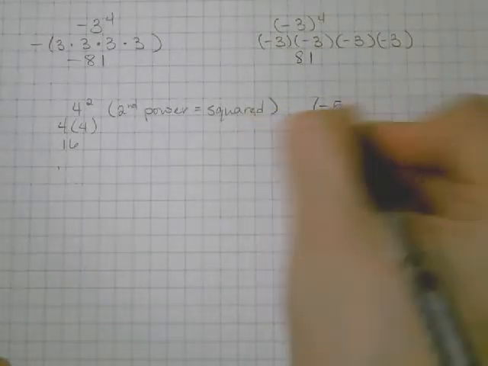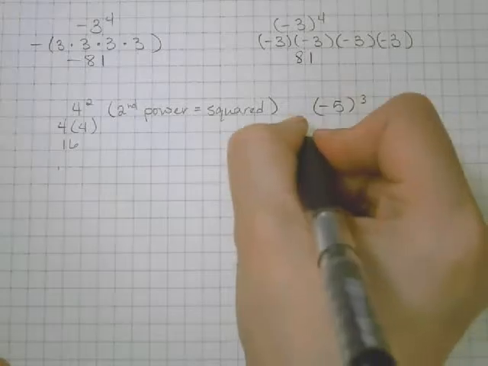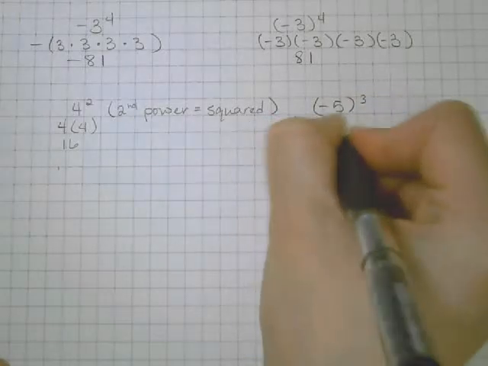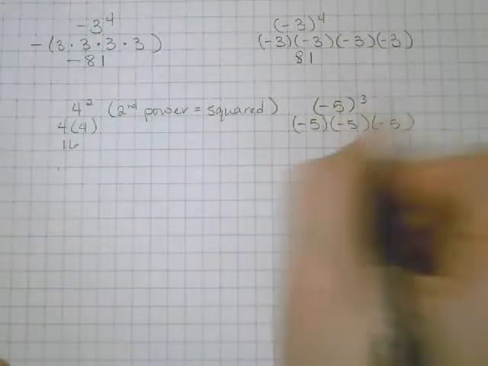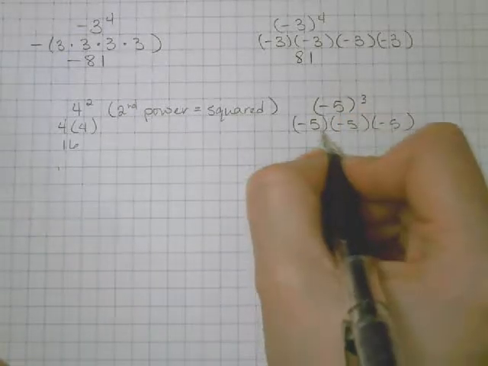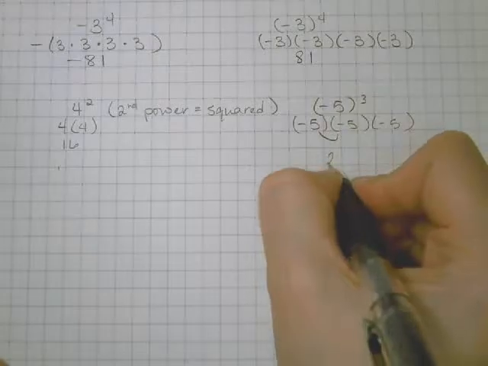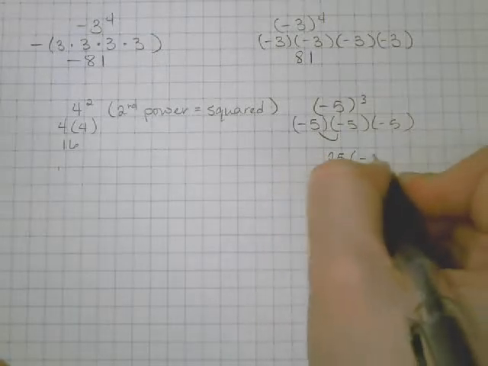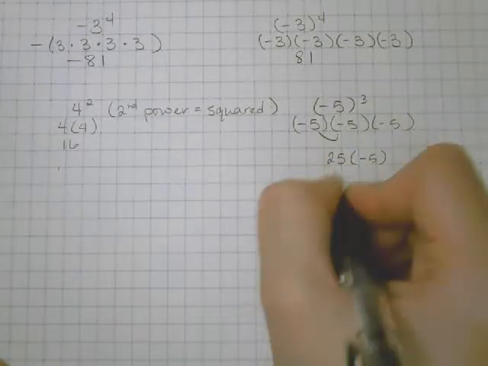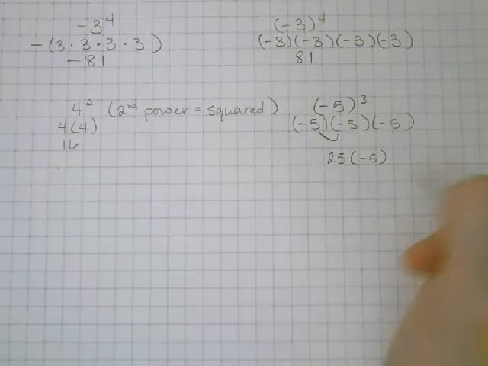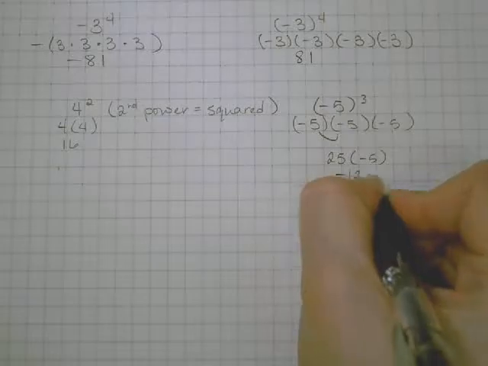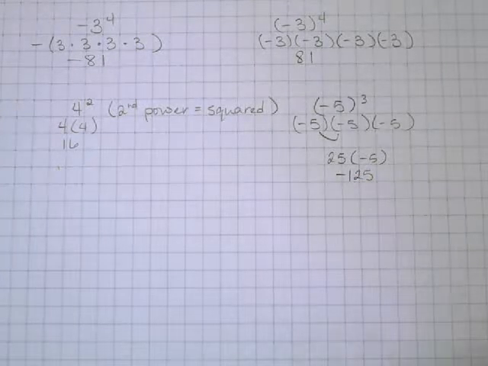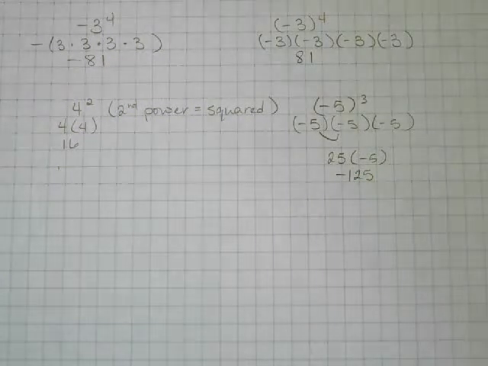Negative 5 to the third, negative 5 times negative 5 times negative 5. So just to do this a little bit longer way, negative 5 times negative 5 gives me a positive 25. Drop down that negative 5. 25 times 5 is 125, so this is going to be negative 125. So that's just a few more examples of those exponents.